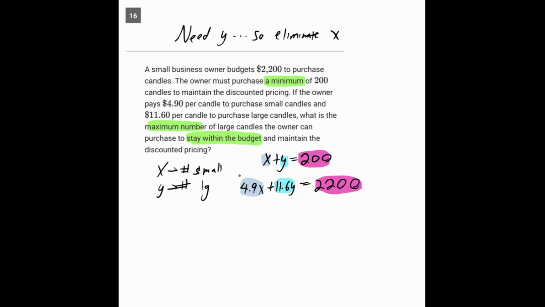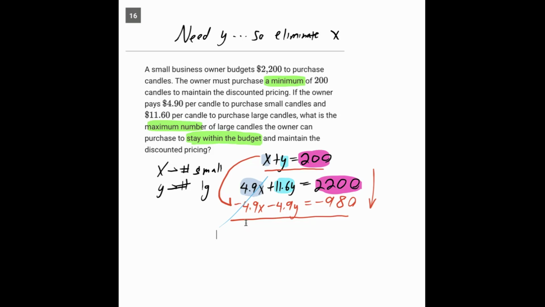Let's eliminate X. To do that, you have to realize that there's 4.9x right here, so it would be awful nice to have negative 4.9x. So let's multiply this entire equation by negative 4.9. Negative 4.9x minus 4.9y is equal to negative 980. And now, when we add straight down, 4.9x minus 4.9x cancels away.